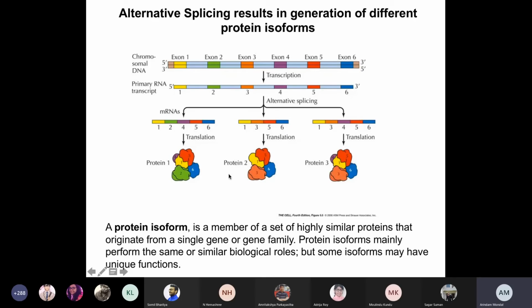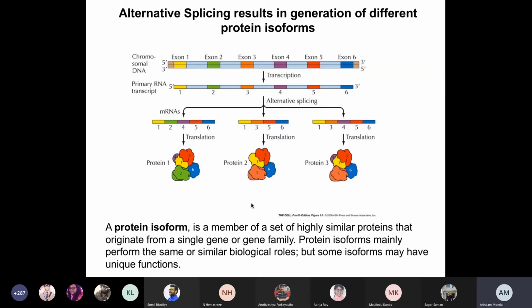For example, these two proteins have common domains, like region 1 will be common, region 6 will be common, right? So 1, 5, 6 is common between these two proteins. Similarly, 1, 5, 6 and 3 is common between these two proteins, right? That means these proteins will be to some extent similar in terms of their structure as well as function. However, they will not be completely the same.